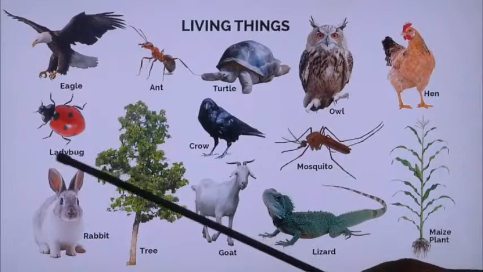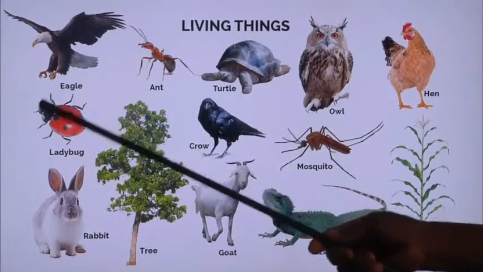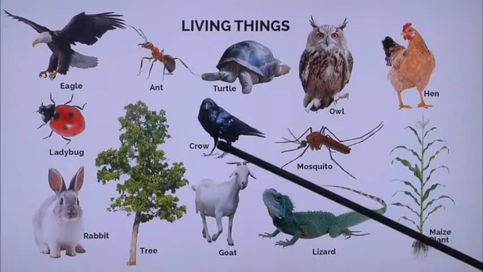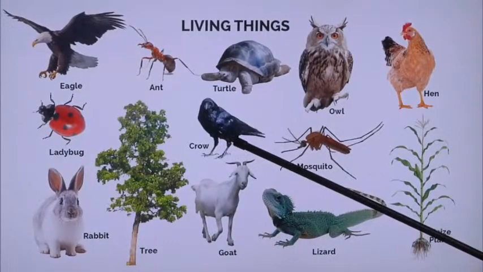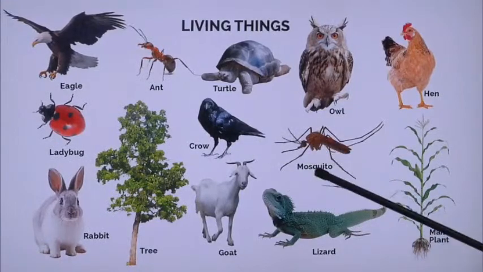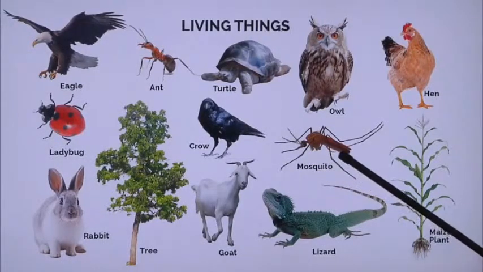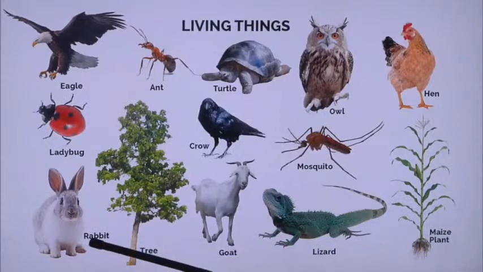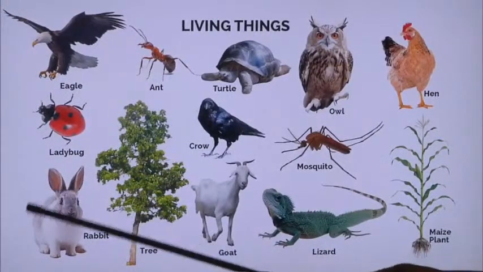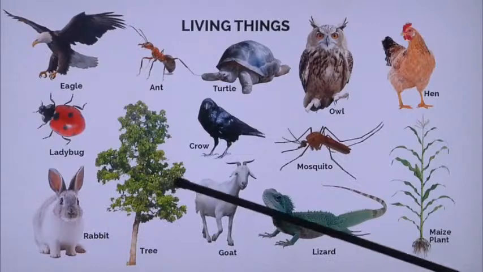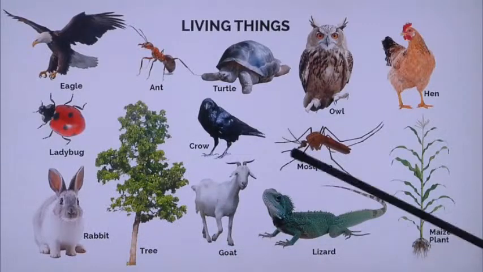Ladybug. A ladybug is an insect. The next one is a crow. A crow is a bird. Mosquito. A mosquito is an insect. And the next one is what? Rabbits. I hope you have seen rabbits before. A rabbit is a mammal. Let's look at another one.